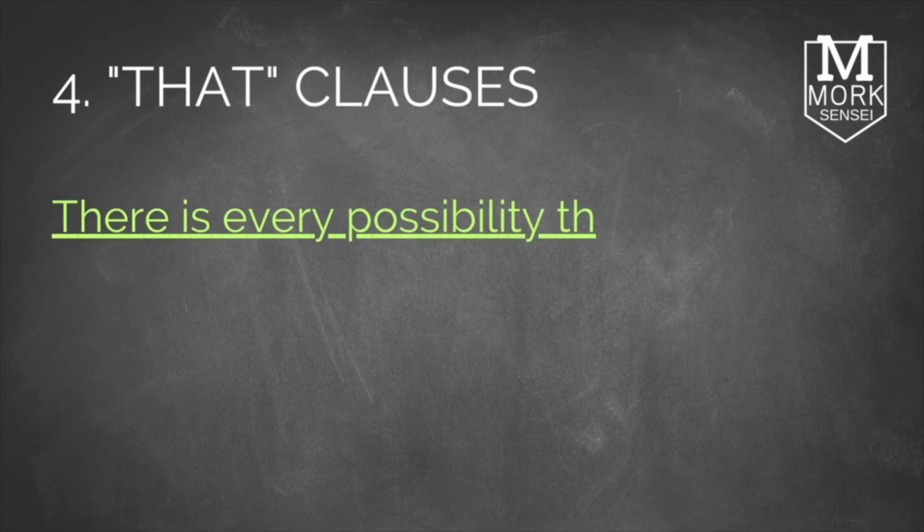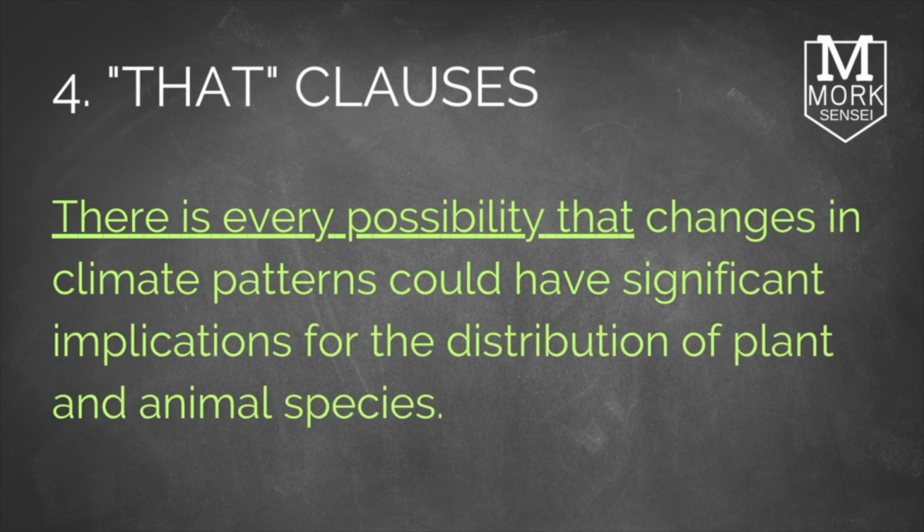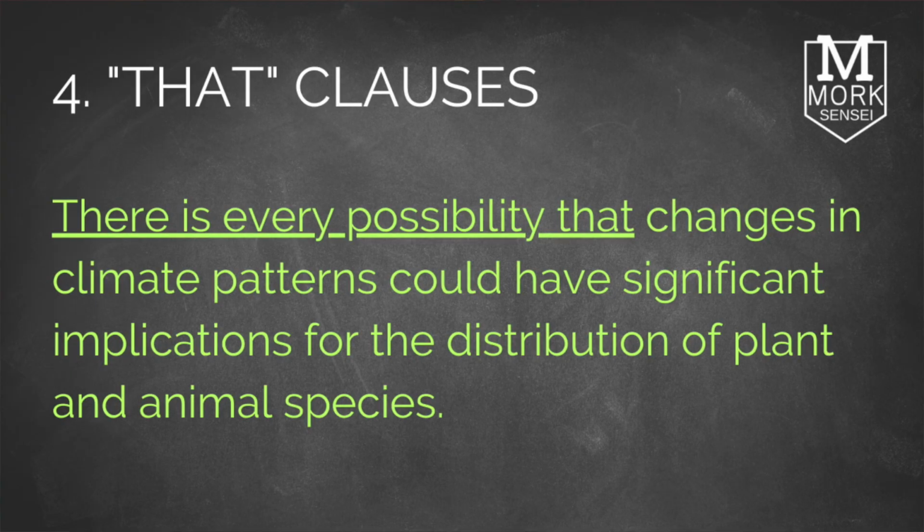There's every possibility that changes in climate patterns could have significant implications for the distribution of plant and animal species. By now, I hope you've noticed from all of these example sentences that different types of hedging can be used in one sentence. This is often the case.